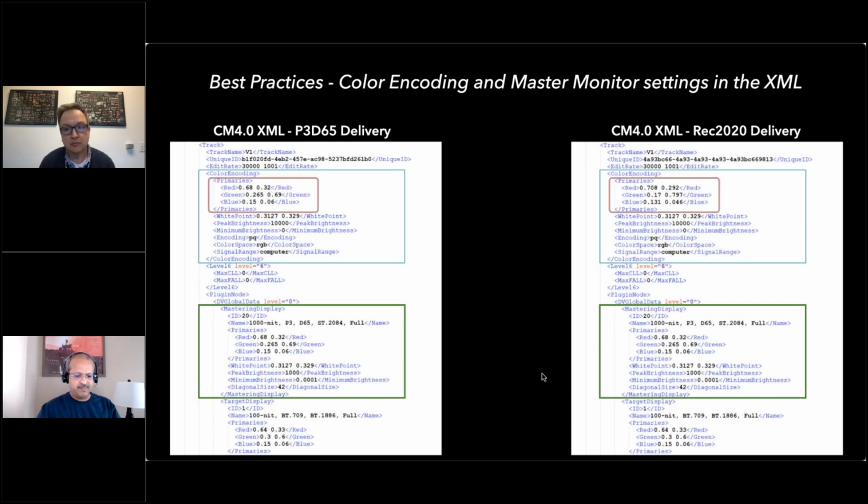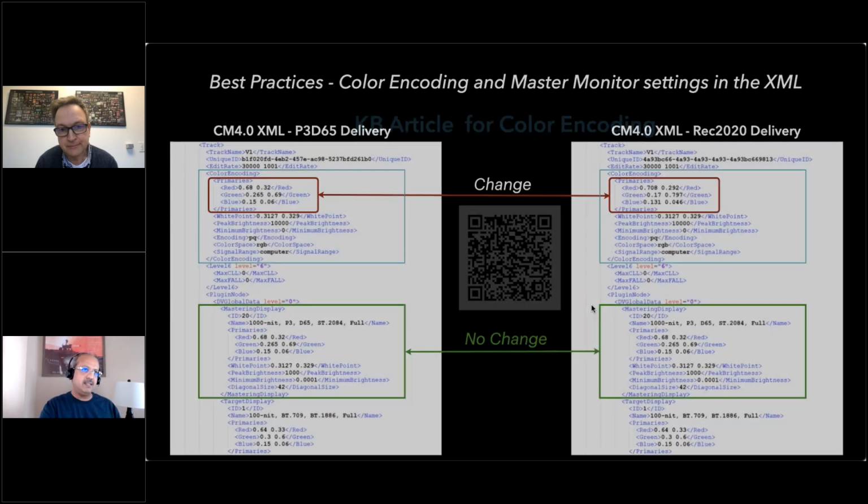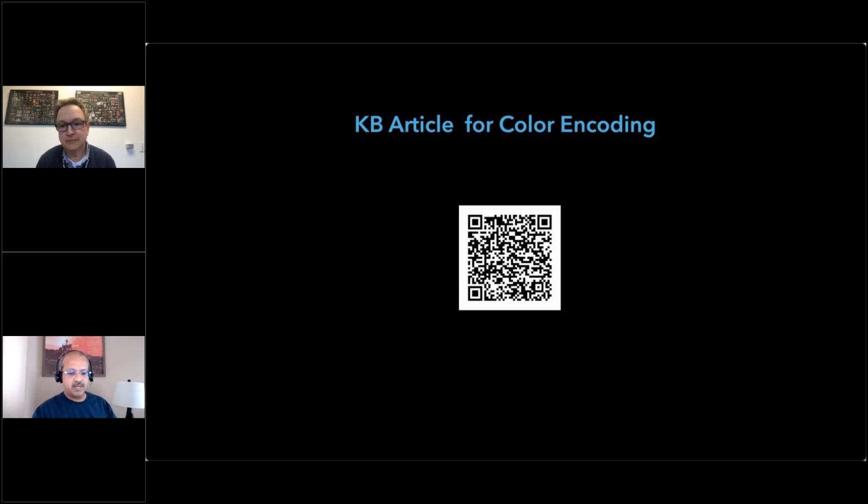I don't know if we have the QR code for the article. Yeah, so again, this was the point I was trying to make, that the color encoding needs to be changed when you have that difference in the delivery format. But remember, do not change the mastering display. That remains exactly the same as it was when you created it. And this is the QR code for the article on that. It has a detailed explanation of why and how it's supposed to work.